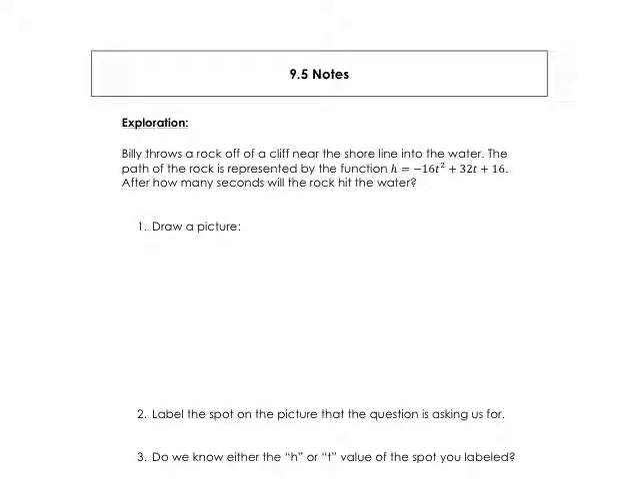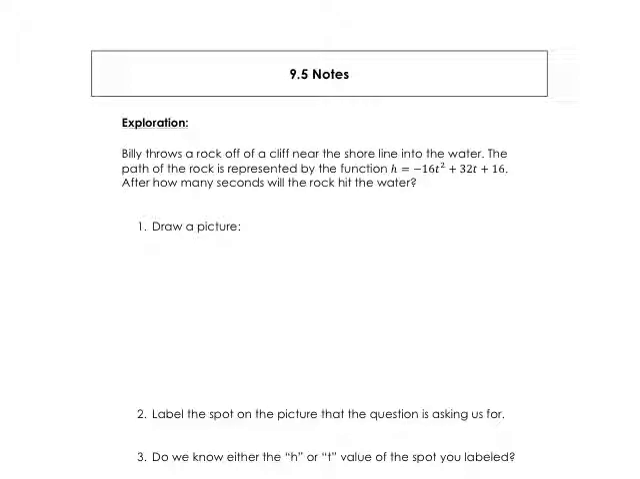So for your exploration, it says, Billy throws a rock off of a cliff near the shoreline into water. The path of the rock is represented by that function right there. And we want to know after how many seconds will the rock hit the water.